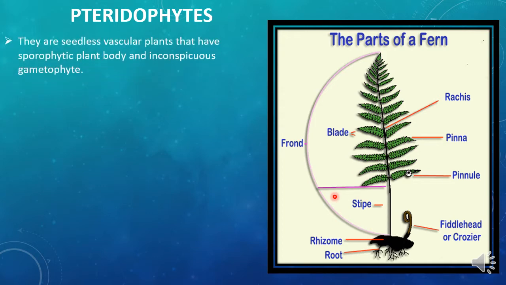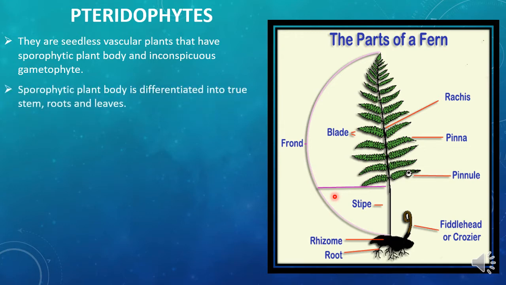Coming to the characteristics of pteridophytes, they are seedless vascular plants that have sporophytic plant body and inconspicuous gametophyte. So here in pteridophytes, the plant body is sporophytic. The sporophytic plant body is dominant, whereas gametophytic plant body is inconspicuous, and they are seedless vascular plants. They don't produce seeds and they have vascular tissue. Sporophytic plant body is differentiated into true stem, leaves and roots. So they have true stem, true leaves and true root.